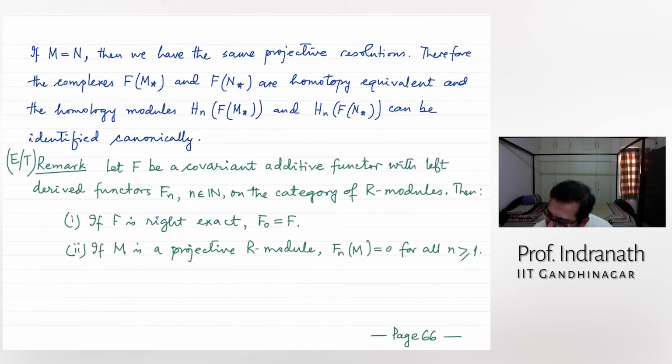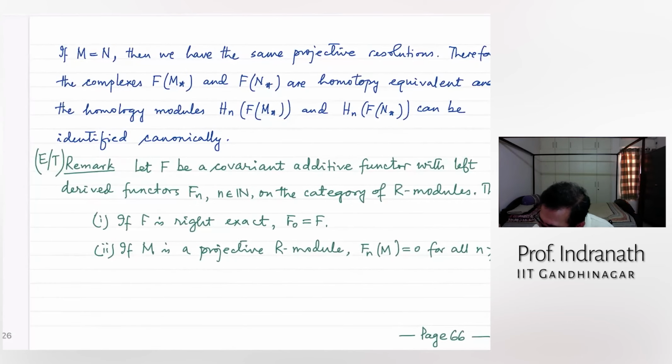This is something very, very simple. Let F be a covariant additive functor with left derived functors Fn on the category of R modules. Then if F is right exact, then F0 is equal to F. Remember what Fn is? Yes, these are the derived functors. So F0 is F, and if M is a projective R module, then FnM is 0 for all n greater than or equal to 1. Can somebody give me a quick answer to these two? In case you are still struggling with the definition, let me show you again. This was my definition of Fn.